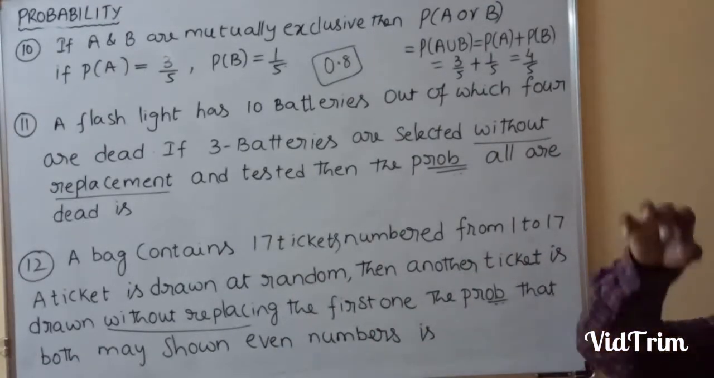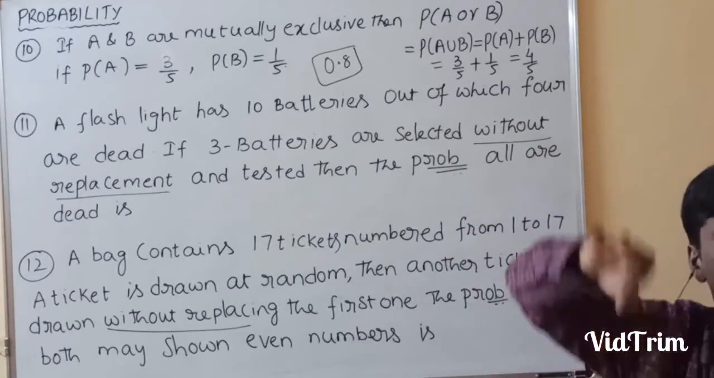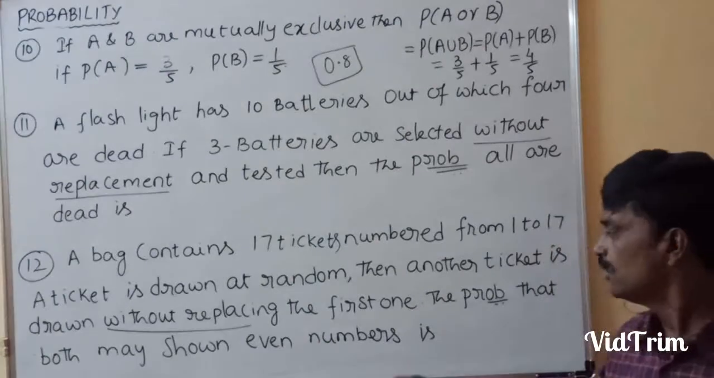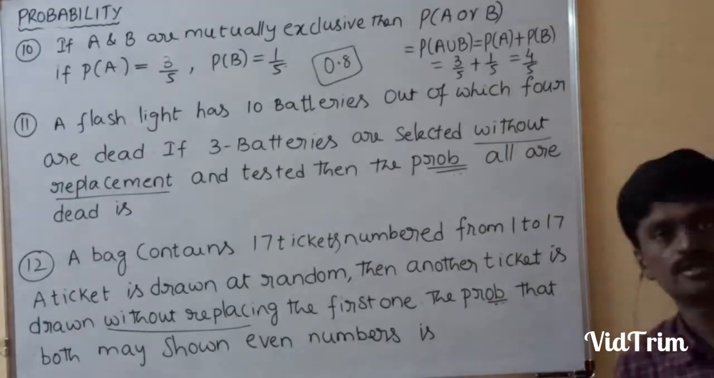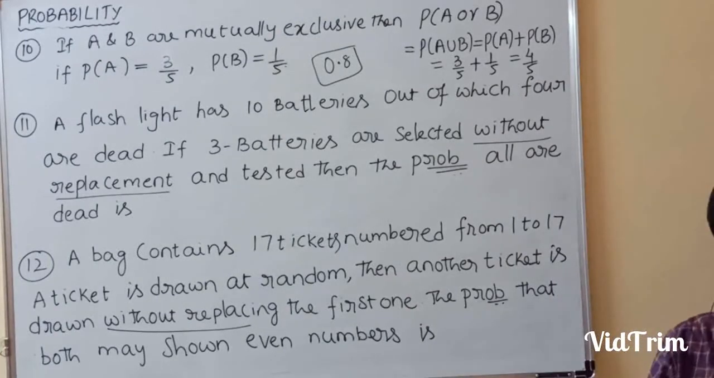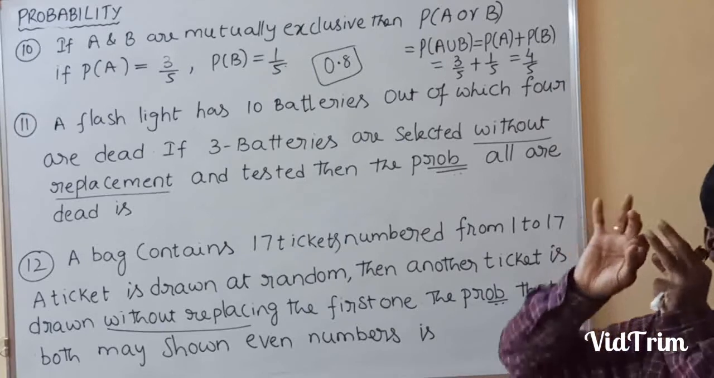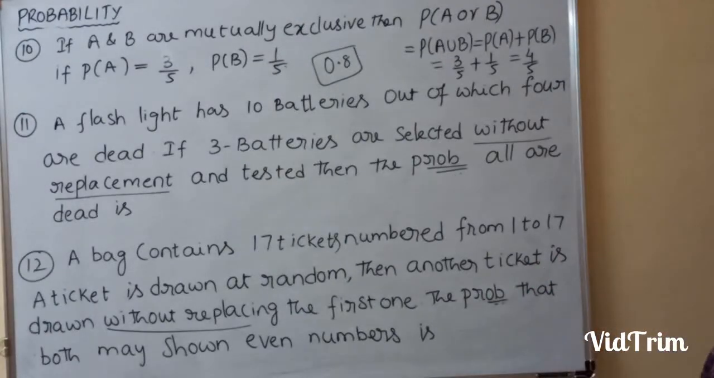First we have drawn one ticket. Now we are not replacing the first ticket. Again we have drawn one more ticket. Then what is the probability that both show even numbers? What is the chance that the two tickets we have drawn must show even numbers? Okay, so here how many tickets are there in total?